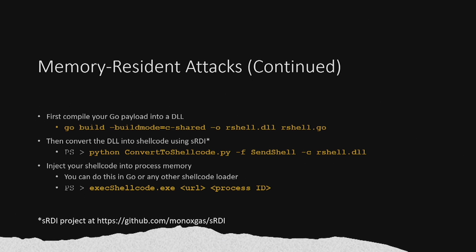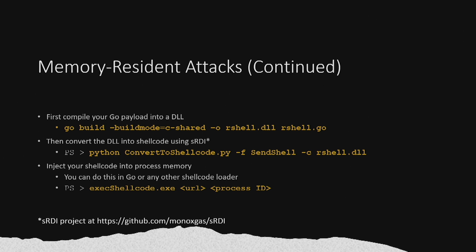What sRDI can do is ingest your DLL and convert it into position independent shellcode. So you're going from a high level DLL to shellcode. Once you've got shellcode, you can basically load it using any loader, whether it's an existing C2 framework, Metasploit, or Cobalt Strike. You could also run your own loader.